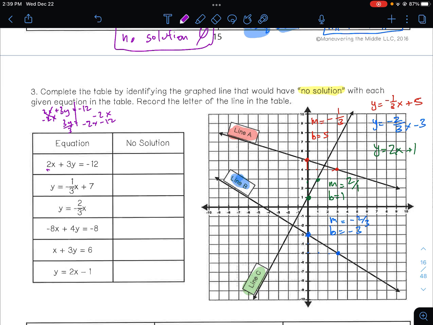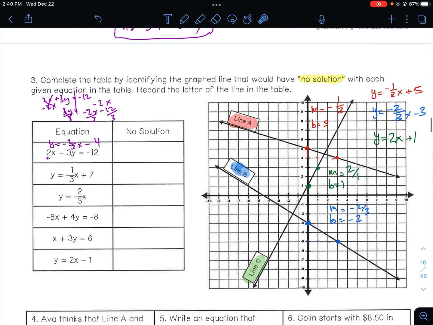Divide by 3. So that cancels. We're left with y equals -2 over 3x minus 12 over 3 is 4. I'm going to rearrange all of them. My second one is fine. My third one is fine. My fourth one needs to be fixed. So let's fix that one.